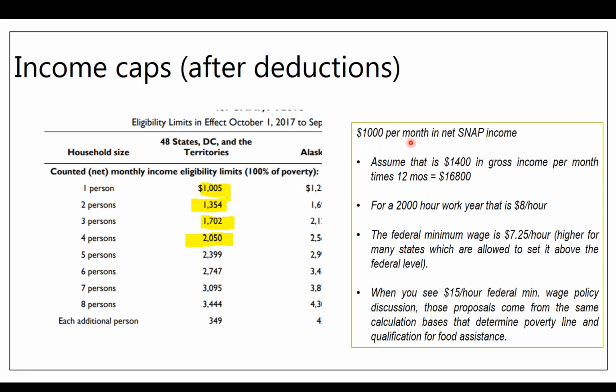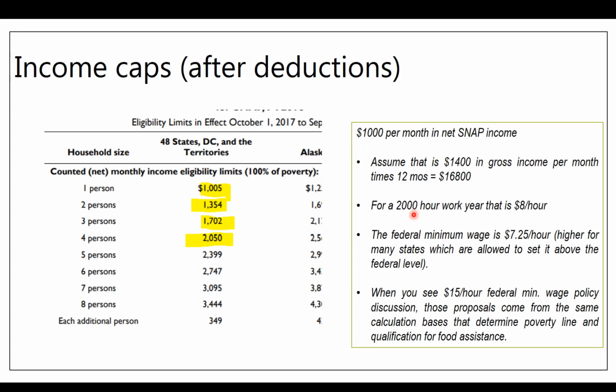But take $1,000 in net SNAP income. You might just blow that up and say it's about $1,400 in gross income per month. Just add, because 20% is the standard deduction for taxes and other costs of work, and then you get all the other potential deductions. So maybe $1,400 a month. If you take that to 12 months, it's $1,608.